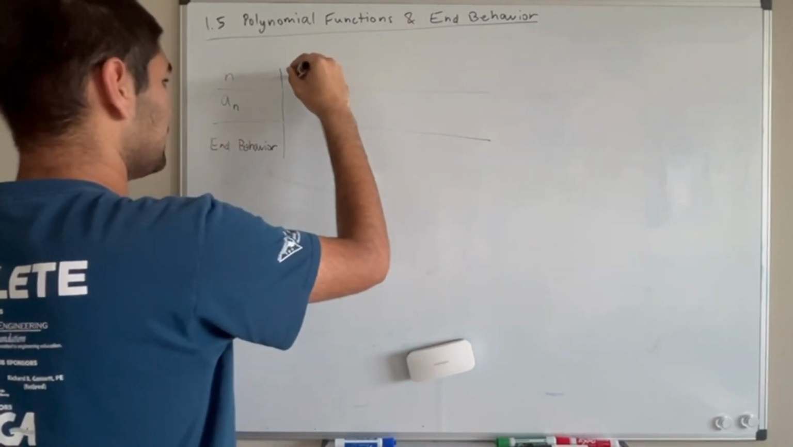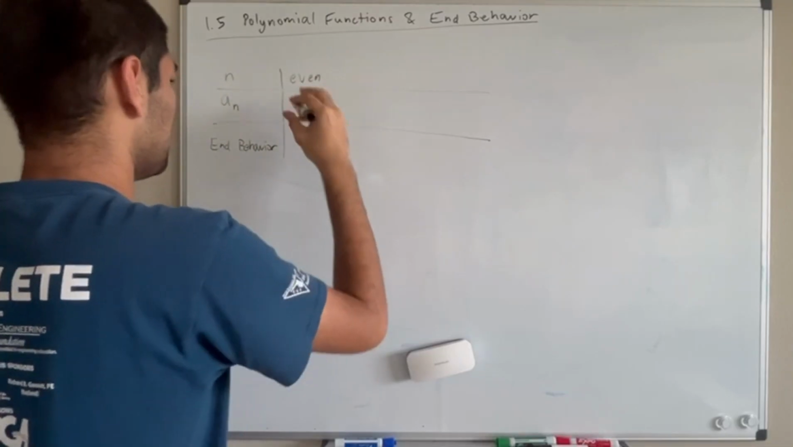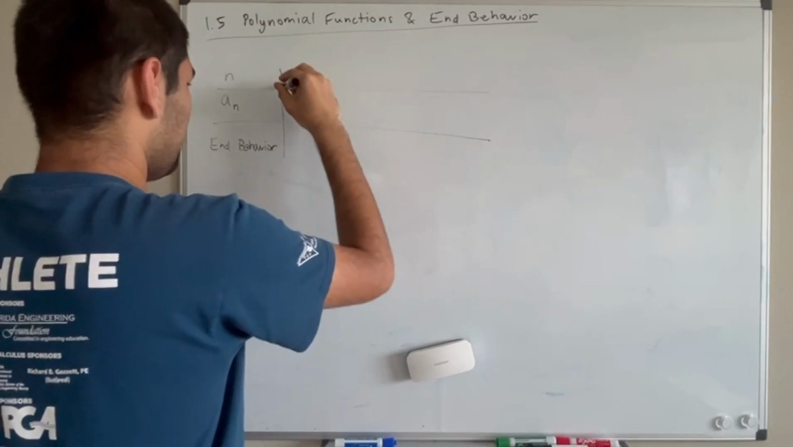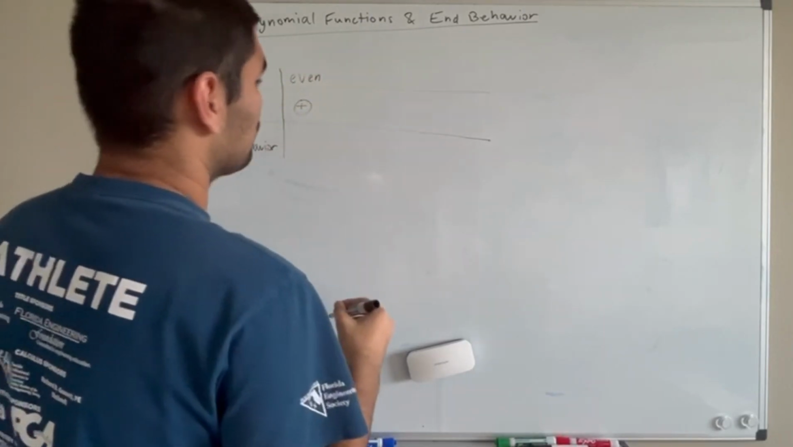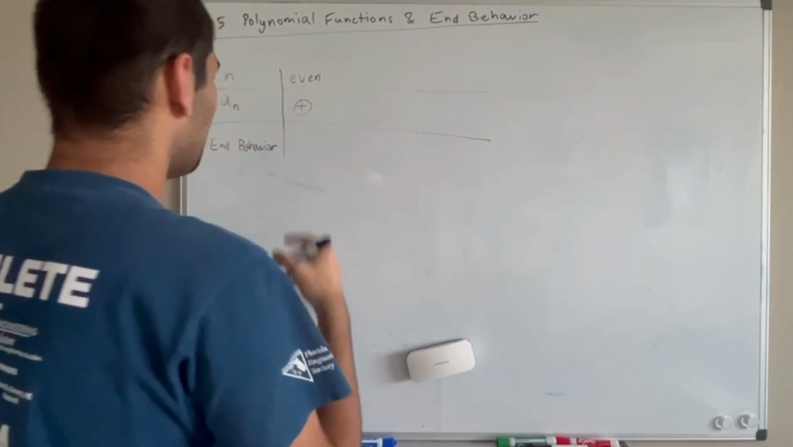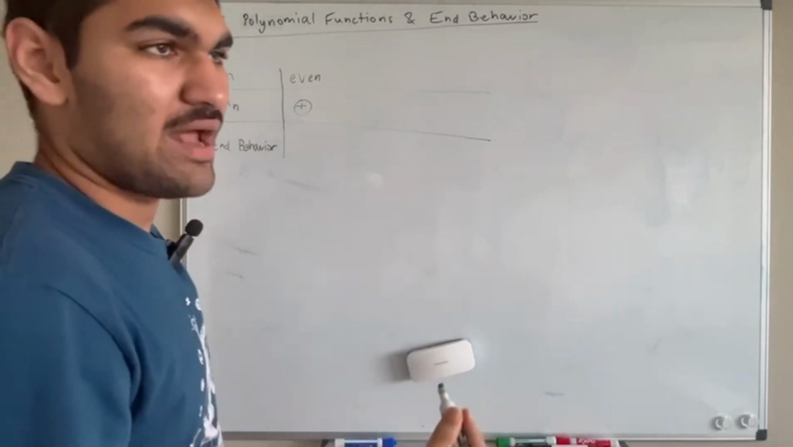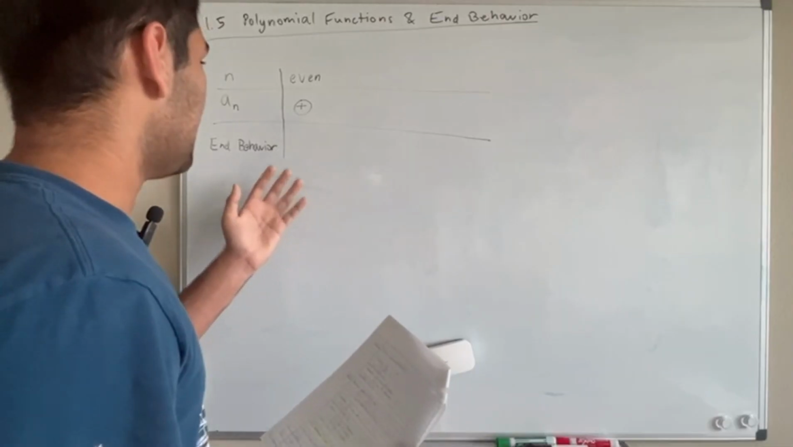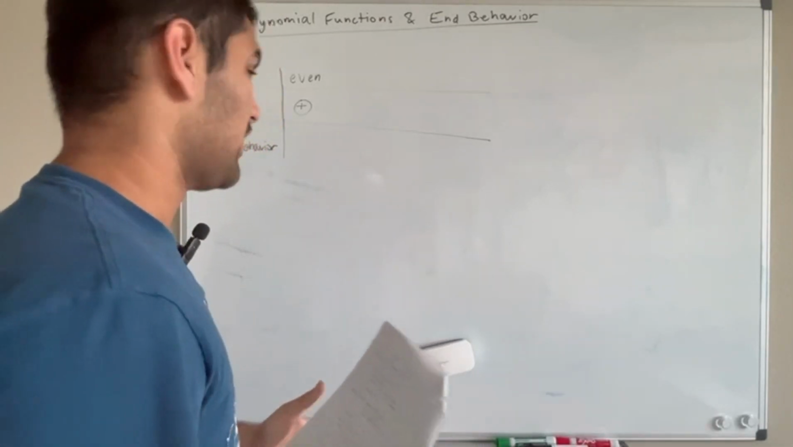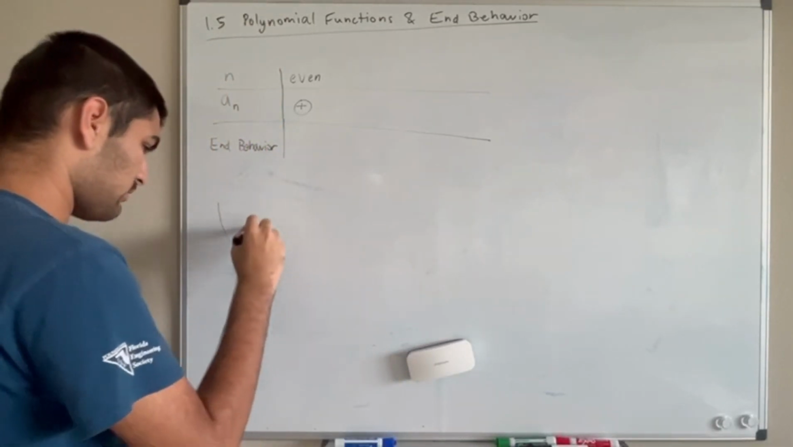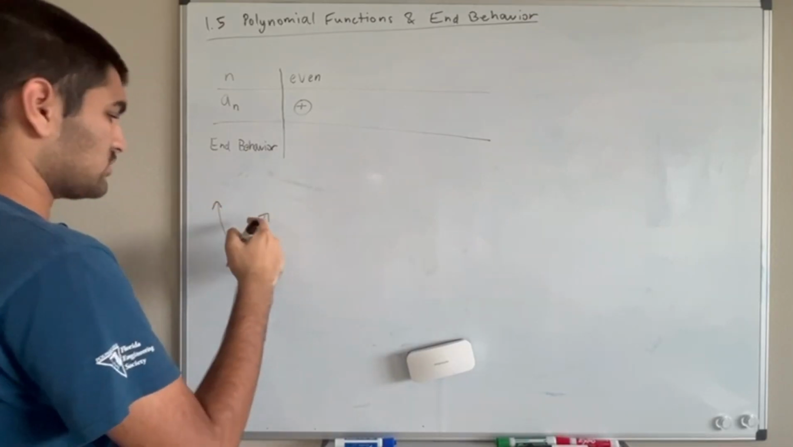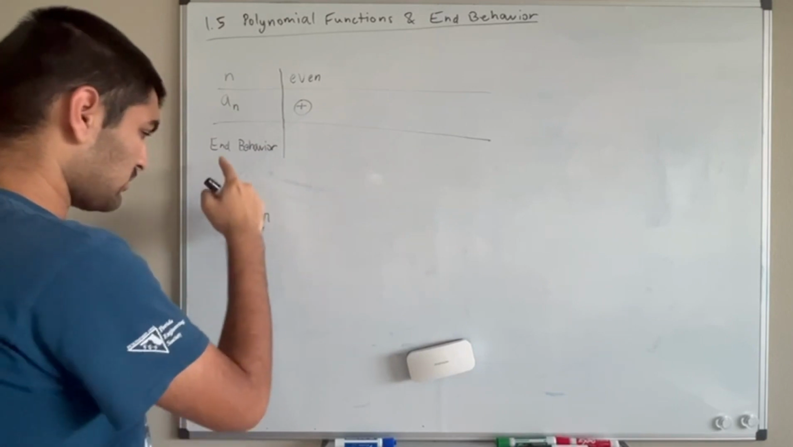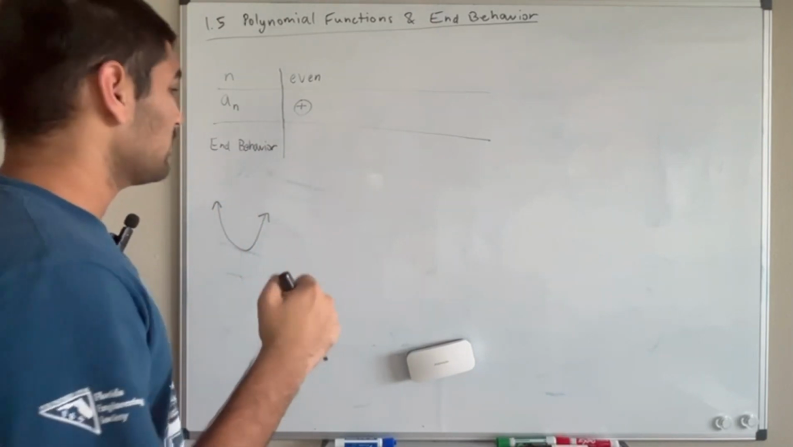So if n is even, so we have even degree, and our leading coefficient is positive, then you can just think of a parabola, right? A parabola is x squared, so it has even degree, and it has a positive leading coefficient, right? So just think of a parabola, it looks something like that. So as x approaches plus or minus infinity, f of x is always approaching positive infinity.